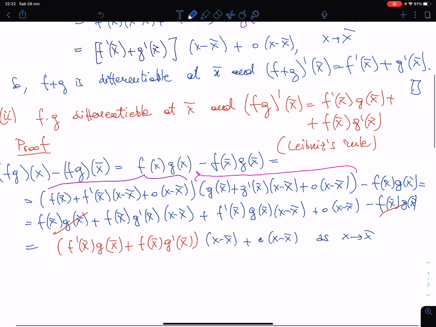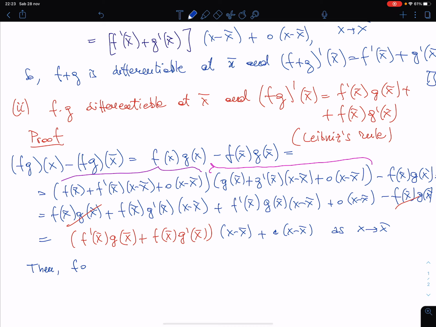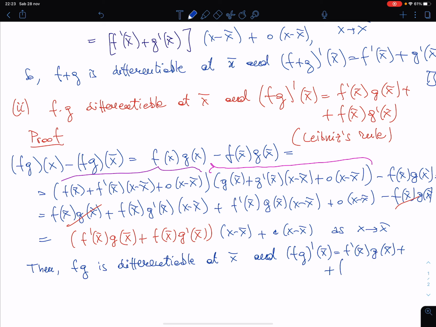So as before, by definition of differentiability, we have that f times g is differentiable at x bar too, and the Leibniz rule holds. So fg prime at x bar is equal to f prime of x bar g of x bar plus f of x bar g prime of x bar. And this is the end of this proof.